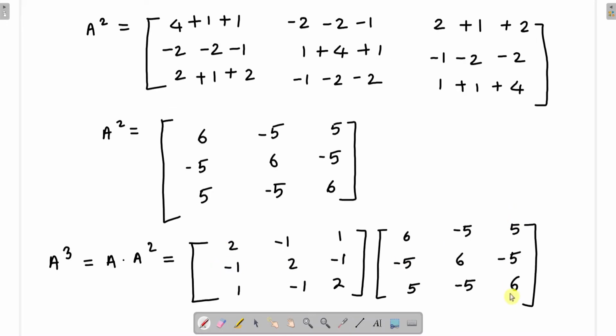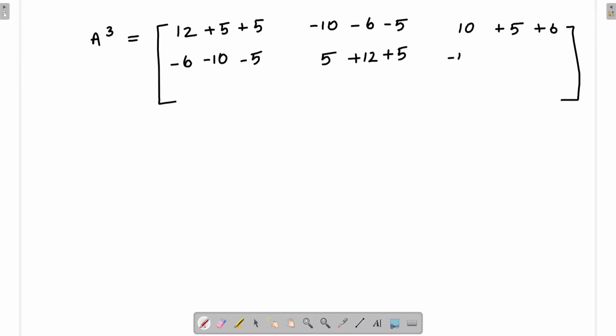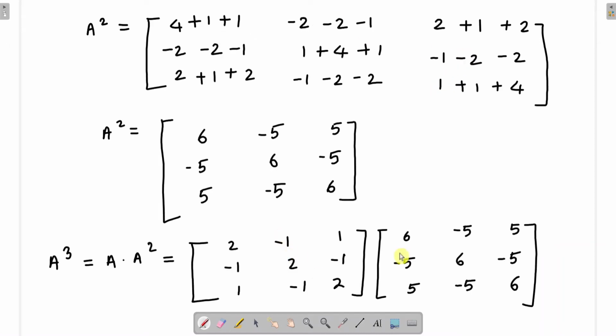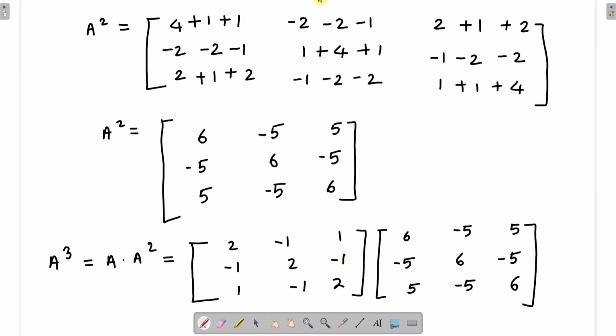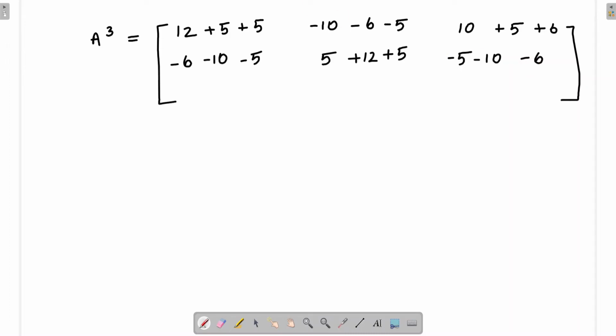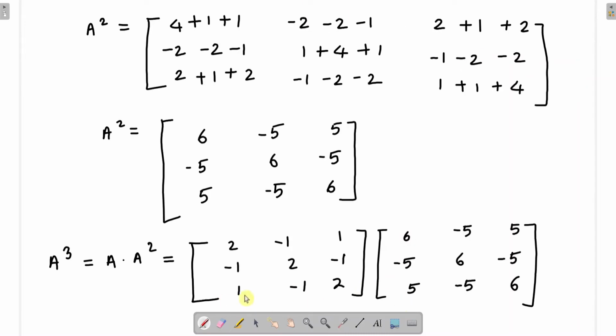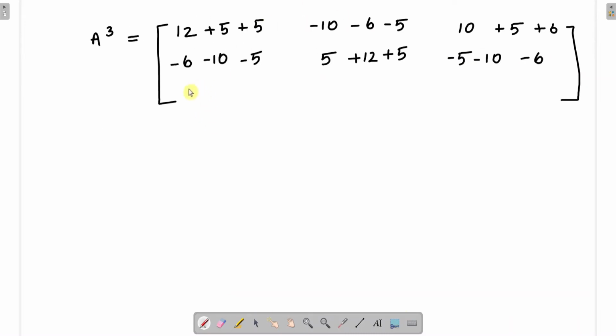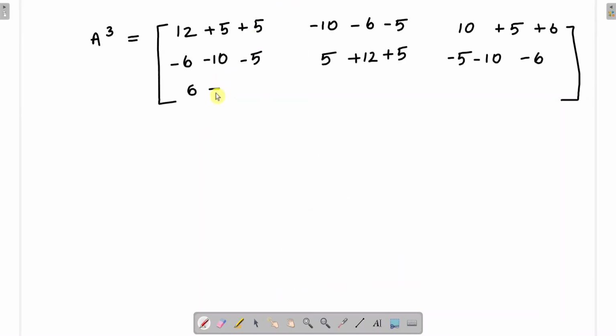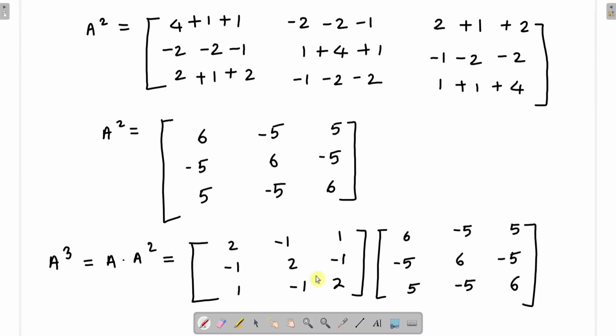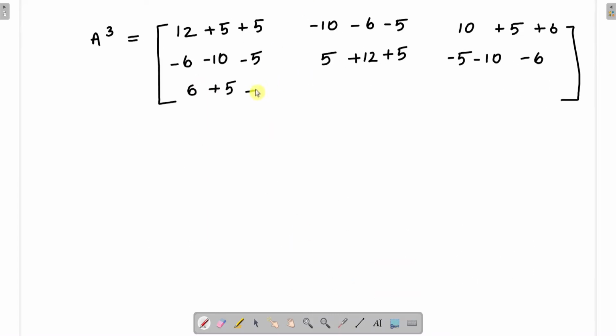Second row third column: minus 1 times 5 is minus 5, 2 times minus 5 will be minus 10, minus 1 times 6 will be minus 6. Now third row first column: 1 times 6 will be 6, minus 1 times minus 5 will be plus 5, 2 times 5 will be 10.